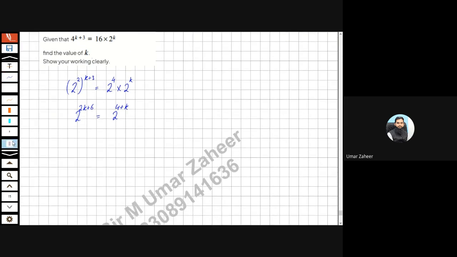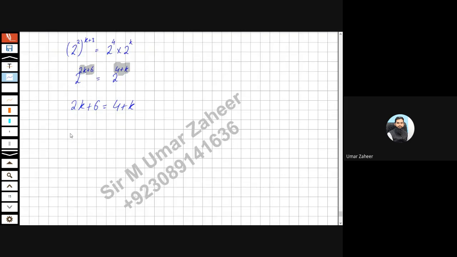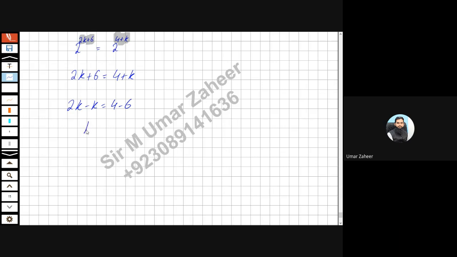Now here we are going to compare because we have the same bases and there is an equality sign between them. This means that their powers must be equal. So from here you are getting 2k plus 6 is equal to 4 plus k. So 2k minus k is equal to 4 minus 6. 2k minus k will be k. 4 minus 6 is going to be minus 2.